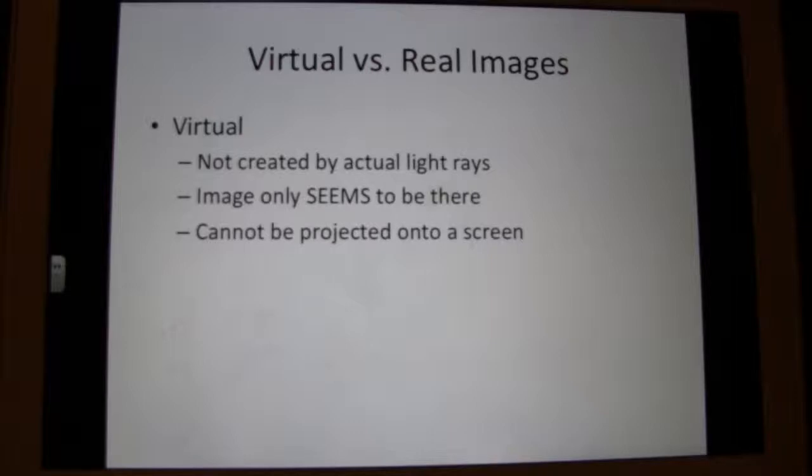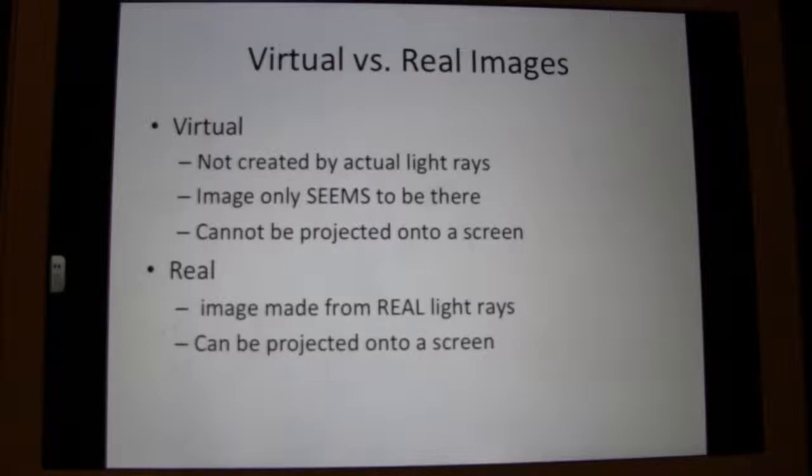In comparison to a virtual image, there is also something called a real image. And this is an image that is actually made from real light rays. When light strikes a certain kind of mirror, it bounces off, and those light rays actually produce an image that, if you projected it onto a screen, would be visible. We'll see a little bit more about that later. Also, a real image will always be inverted, unlike virtual, which could be inverted or upright.